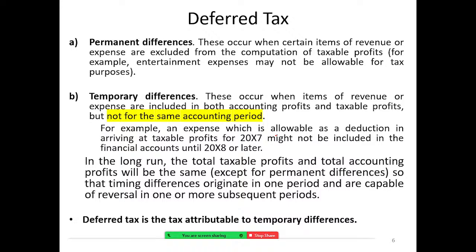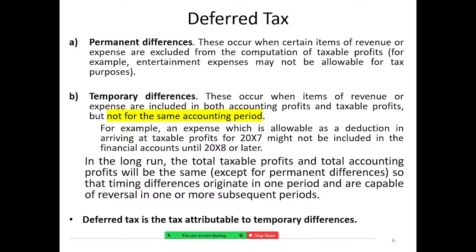In the long run, the total taxable profit and total accounting profit will be the same, except for permanent differences. We are not considering permanent differences. Permanent difference means that it is permanent; there is no future tax implication on this. So the timing differences originate in one period and are capable of reversal in one or more subsequent periods.